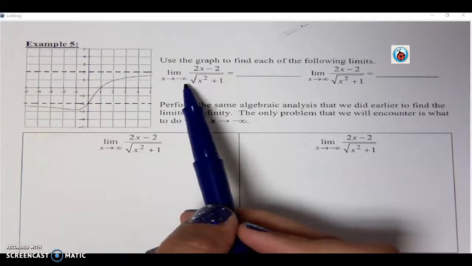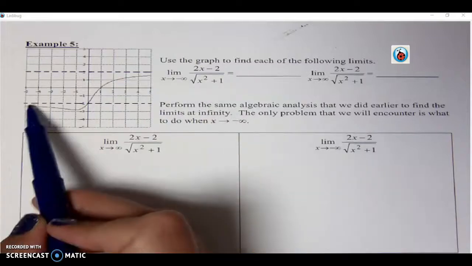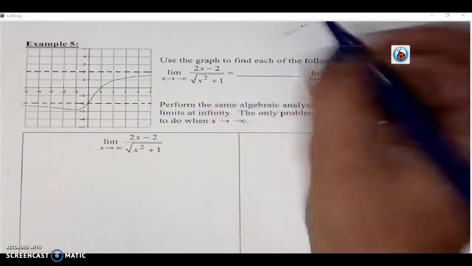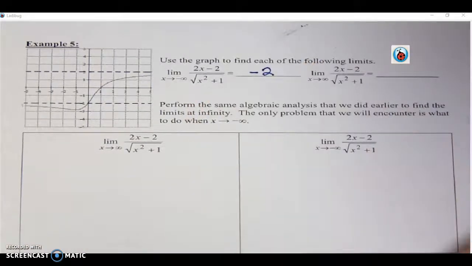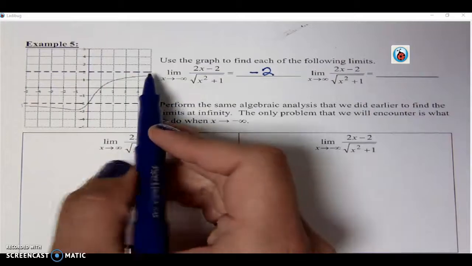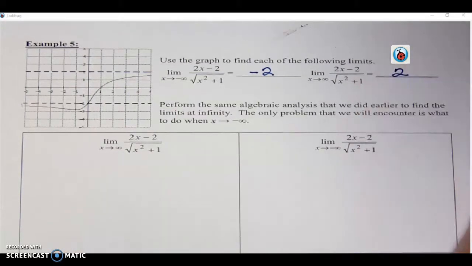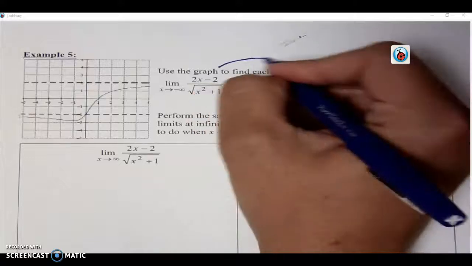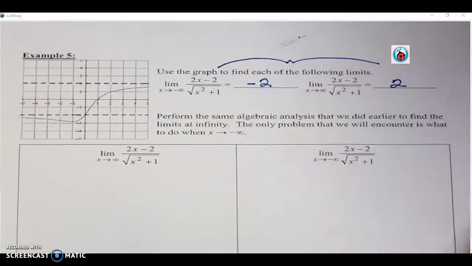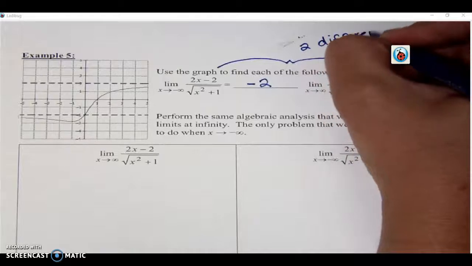So just to look at this using the graph, if we ask the limit as x approaches negative infinity, we're talking about this left end behavior. So that's approaching that horizontal asymptote of -2. And then the limit as x approaches infinity, so the right end behavior, that is approaching that positive 2 horizontal asymptote. So when you have the square roots here, we have two different horizontal asymptotes.